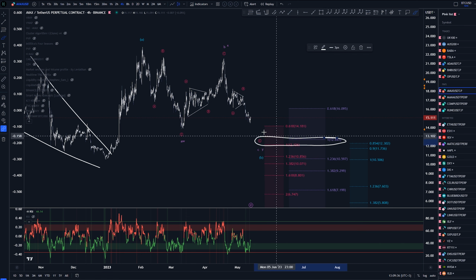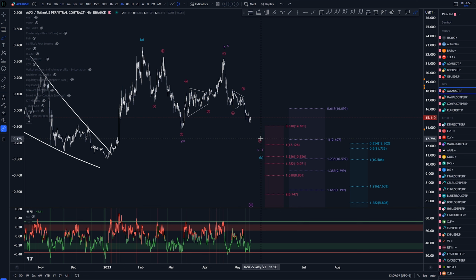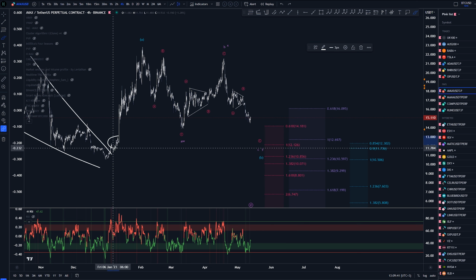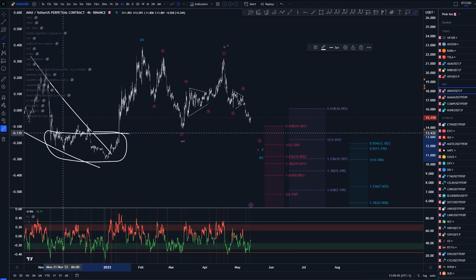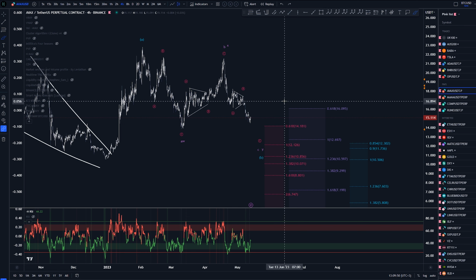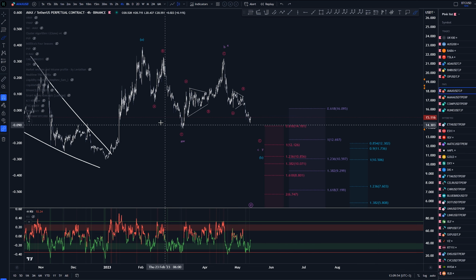Of course, we would be looking for some more confluence here. Of course, there is structural support here and a previous consolidation area here, on a lower and longer time period. So again, interesting for me. This would be where I would be accumulating some AVAX for sure.